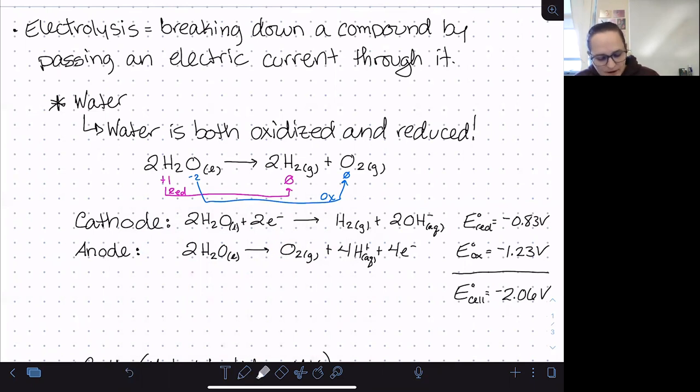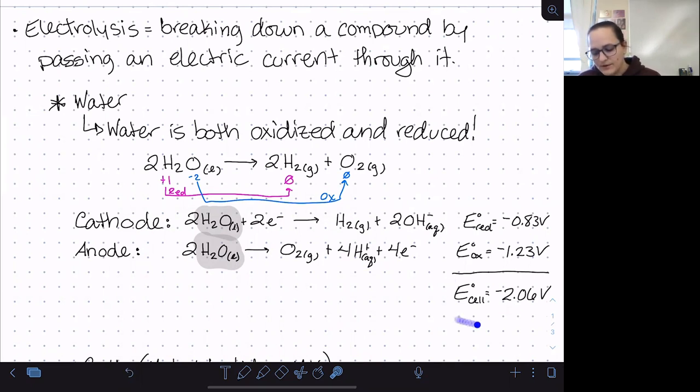So we can see in our half reactions that water is the primary reactant at both the cathode and the anode. So water is being both reduced and oxidized to produce hydrogen and oxygen gases along with hydroxide and hydrogen ions at their respective electrodes. And so this is how this happens. These half reactions are always the same for electrolysis of water because it is just one specific reaction.